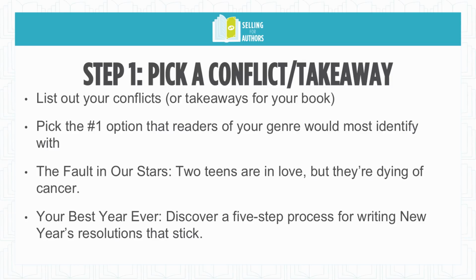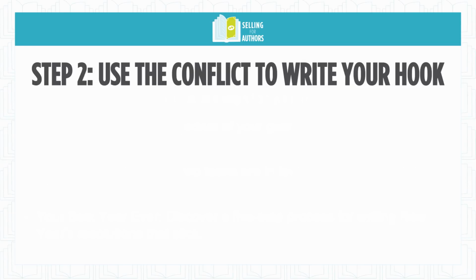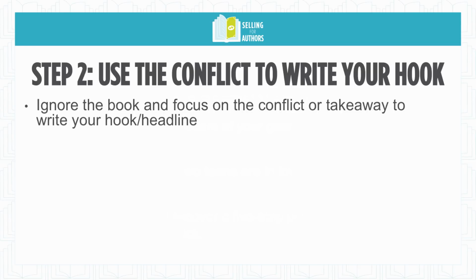So the conflict is often people want something, but something is in their way. The takeaway is, here is a system that is going to fix your problem. So now we are going to use that conflict or takeaway to write the hook. So ignore the book. As I mentioned before, you're not trying to condense 80,000 words into like a sentence. You want to just focus on that conflict or takeaway and use that to write the hook or headline.